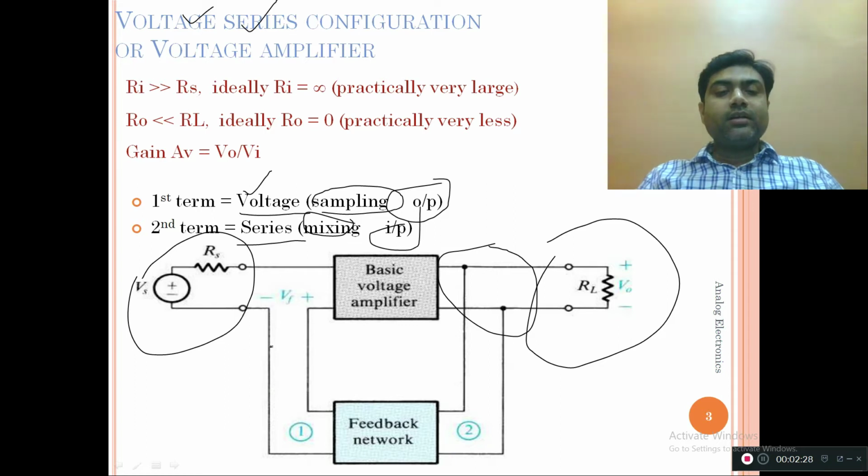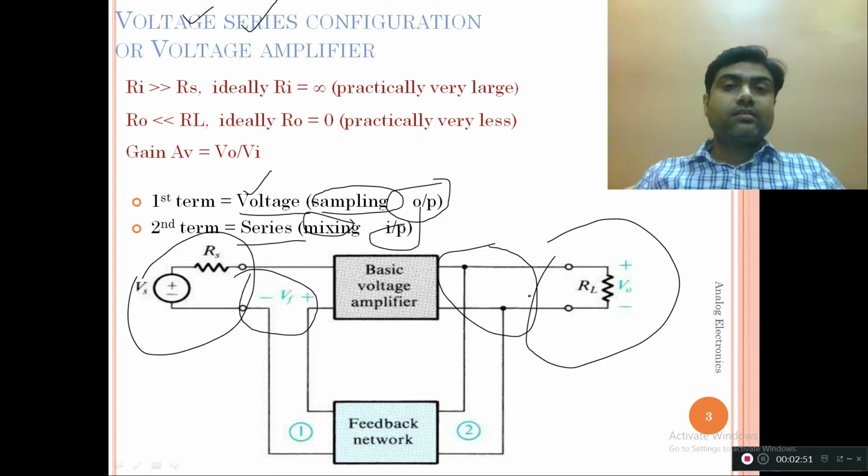And when we are mixing it with the source voltage, it has to be mixed in the form of the voltage. So voltage is sampled and voltage is mixed. As I already told you, sampling and mixing have opposite concepts, so remember this concept, and we will be applying these concepts in all types of configurations.